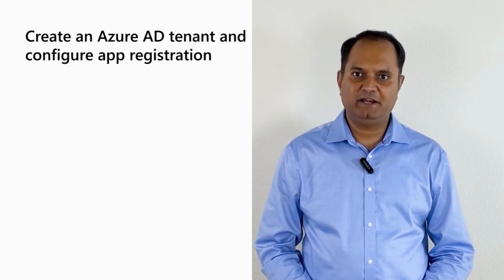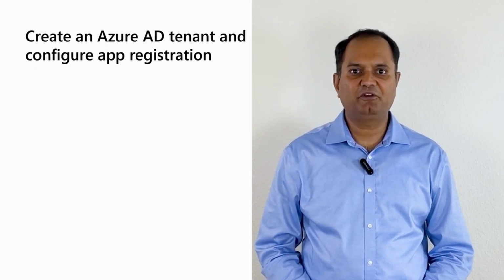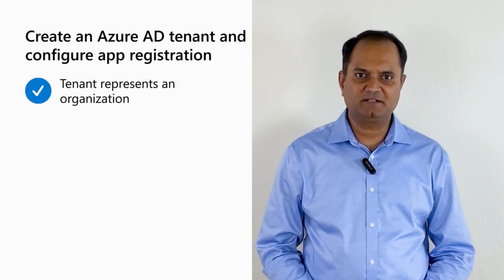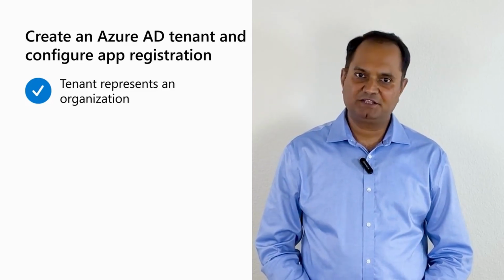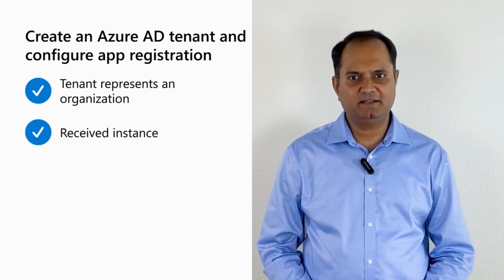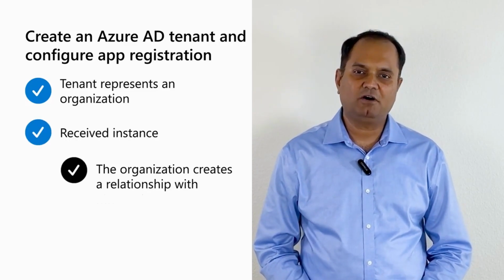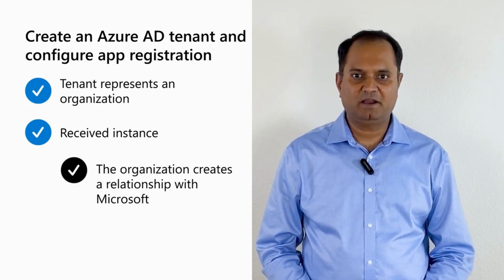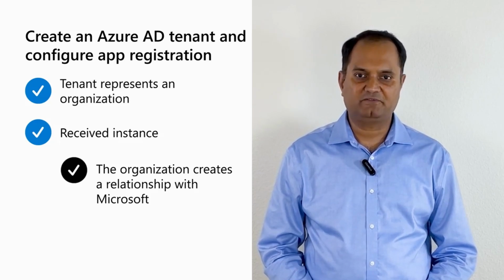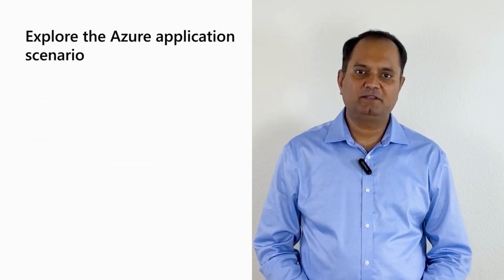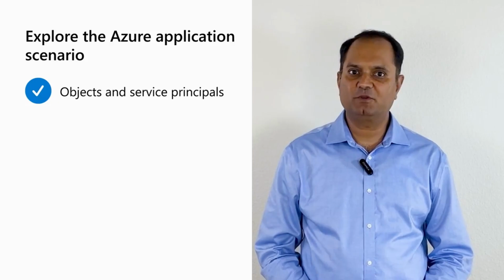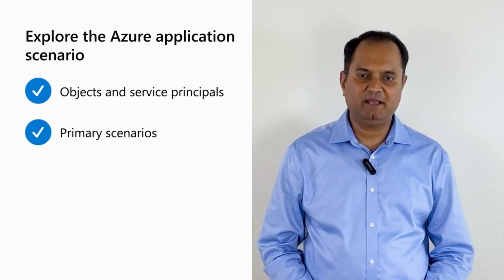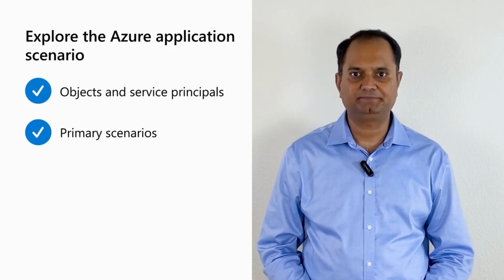You learned about the Azure AD tenant by creating an Azure AD tenant and configuring app registration. A tenant is an instance of Azure AD that represents an organization. An organization or app developer receives a dedicated instance of Azure AD. The organization or app developer creates a relationship with Microsoft, like signing up for Azure, Microsoft Intune, or Microsoft 365. Then you learned about the application objects and service principals in exploring the Azure application scenario. You also learned about the 5 primary application scenarios supported by Azure AD.